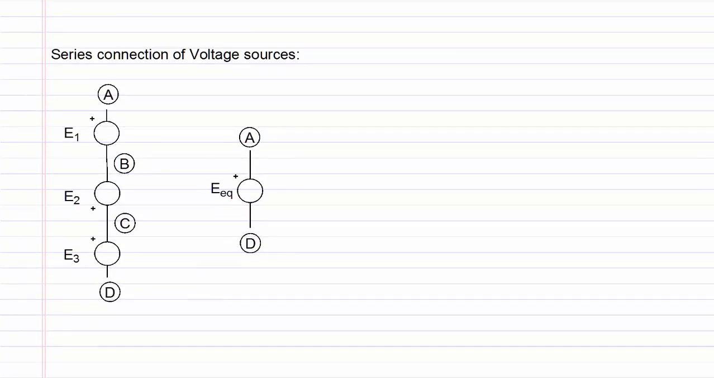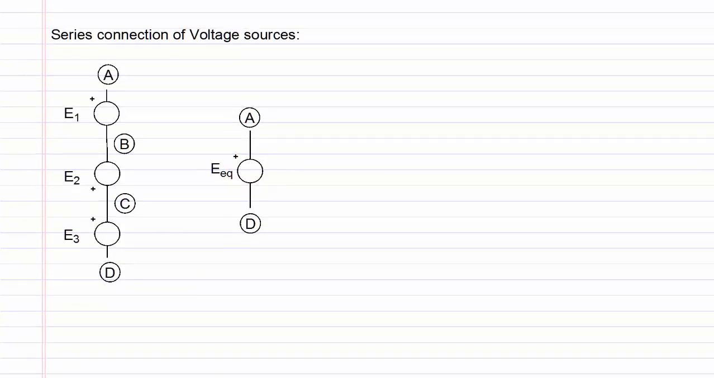Next, we will consider the series connection of voltage sources. Once again, we show two circuits. The circuit on the left has three voltage sources connected in series, and the circuit on the right has a single equivalent voltage source, E equivalent. For simplicity, we are not showing the rectangular box which is connected to these voltage sources, and we are interested in finding the value of the equivalent voltage source in the right-hand side circuit.